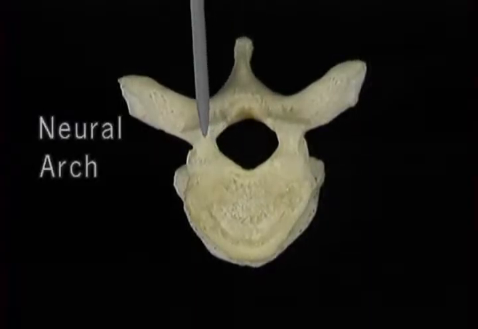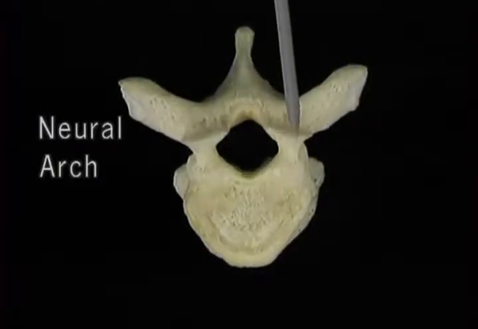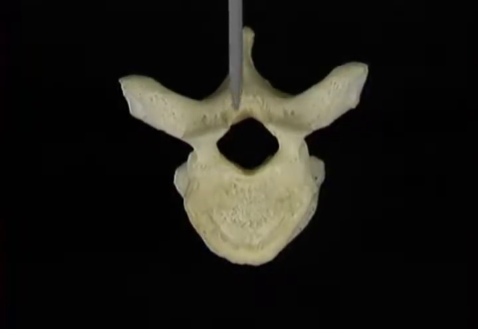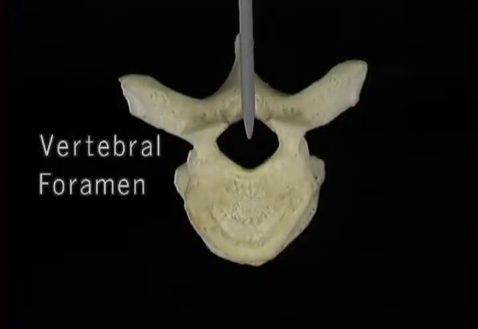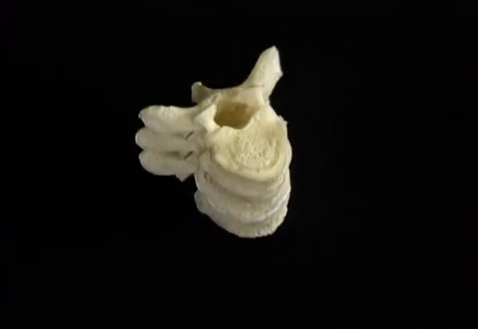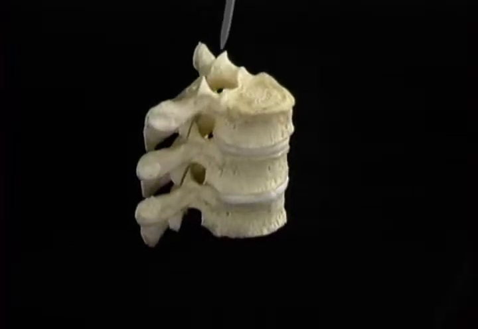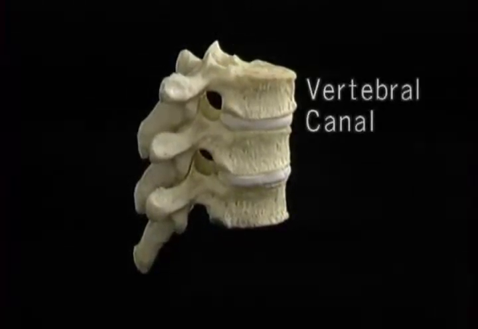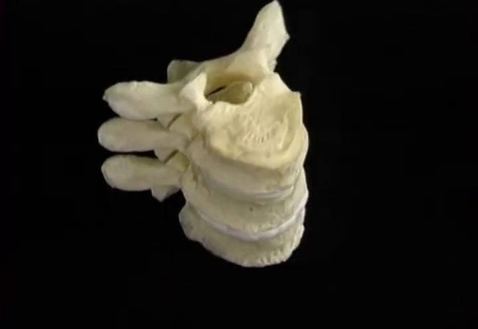This arch of bone, the neural arch, encloses the spinal cord. The space that's surrounded by the arch and the back of the body is called the vertebral foramen. The series of vertebral foramina create the tubular space that contains the spinal cord. The space is called the vertebral canal.